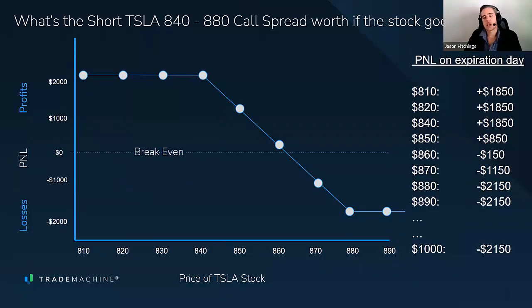You're going to get your maximum profit with the call spread when Tesla stays below 840. Above that, you're going to start losing $100 per dollar. It goes up until Tesla hits 880, and then your losses are capped.